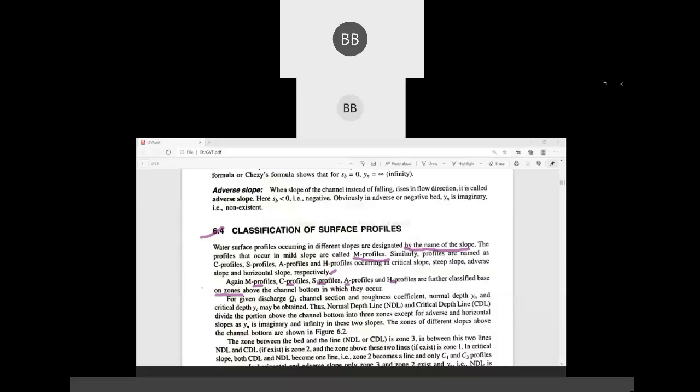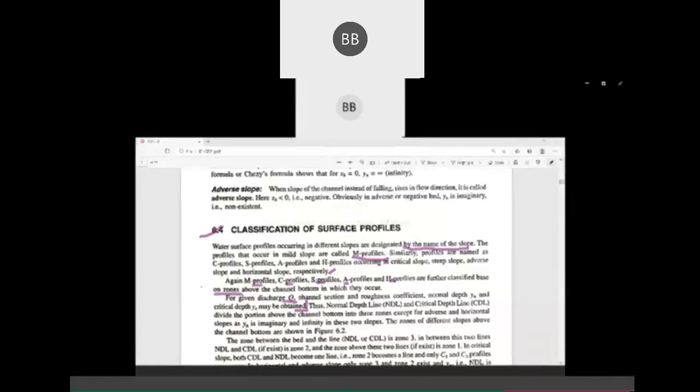You can see that for a given discharge, channel section and roughness coefficient, normal depth yn and critical depth yc may be obtained, definitely using Manning's equation. Thus your NDL, that is your normal depth line, and critical depth line divide the portion above the channel bottom into three zones, except for adverse and horizontal slopes. So in the other slopes, that is critical, mild, and steep, these two lines divide the whole area into three zones.